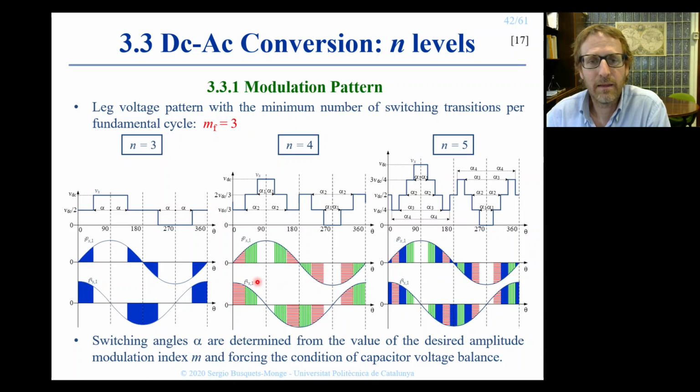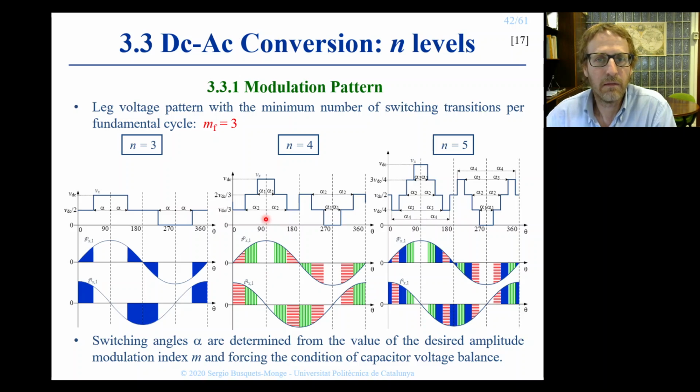In the slide, the charge injected into the neutral points is indicated with colored areas, with one color for each neutral point. For instance, in the 4-level case, red areas represent the charge injected into neutral point 2, while green areas represent the charge injected into neutral point 3. In order to keep capacitor voltages balanced, we need to force that all areas with the same color add up to 0.